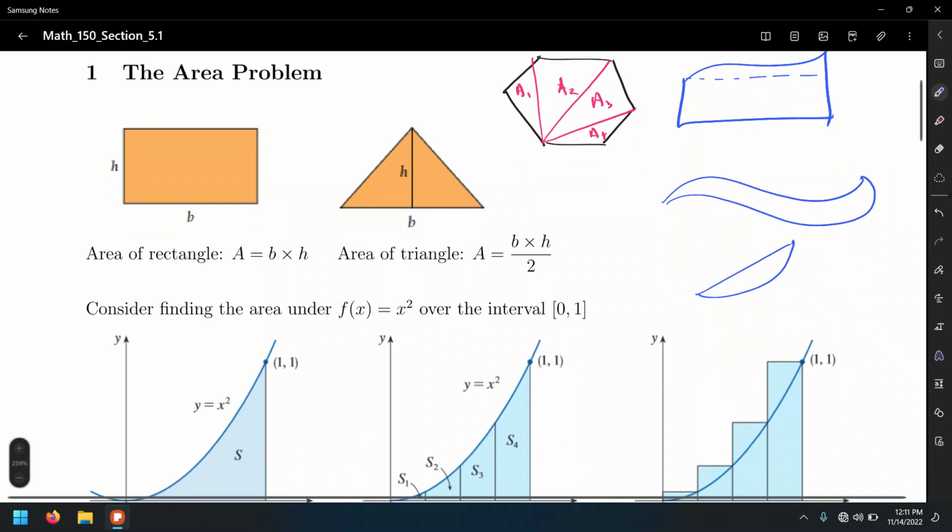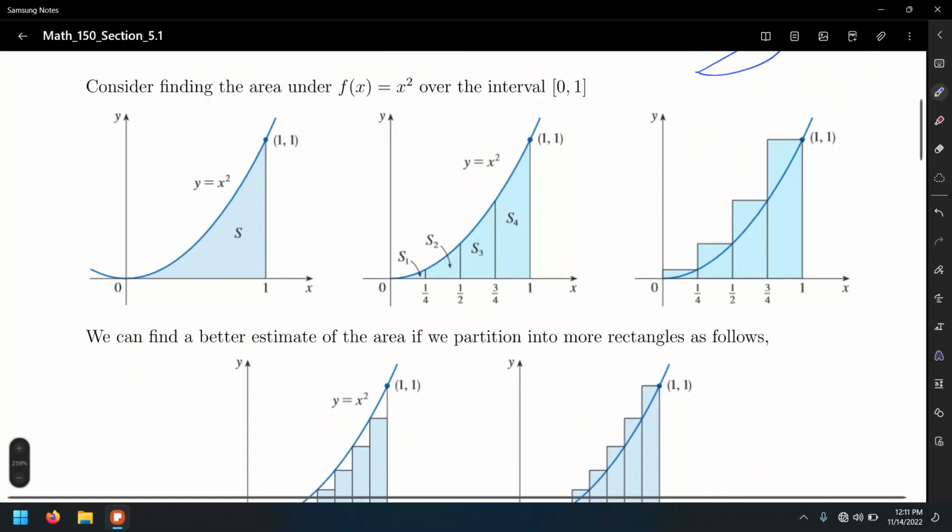All right, to get the simpler case, let's consider finding the area under the curve f of x equals x squared over the interval 0 to 1. So here's the graph of y equals x squared on the interval 0 to 1, and in this case, this shaded area in blue is the area under the curve. However, how do we get the area of that shape? Because it doesn't look like a triangle, it doesn't look like a rectangle, it doesn't look like a geometric shape for which we know a formula.